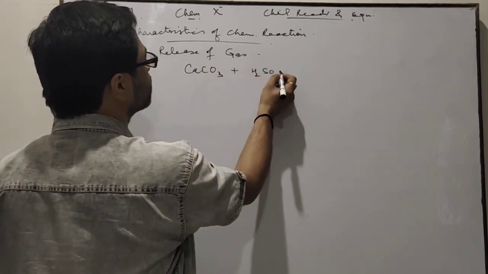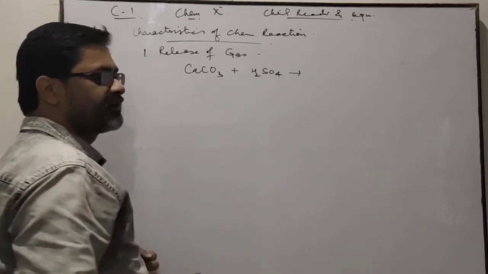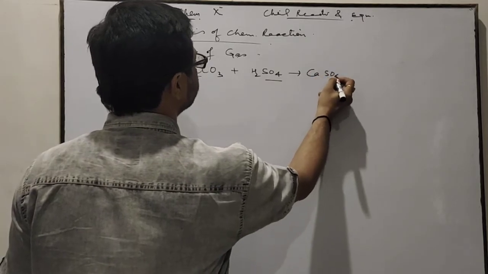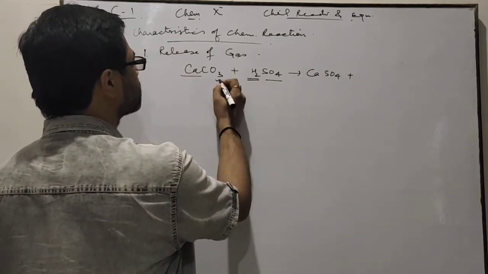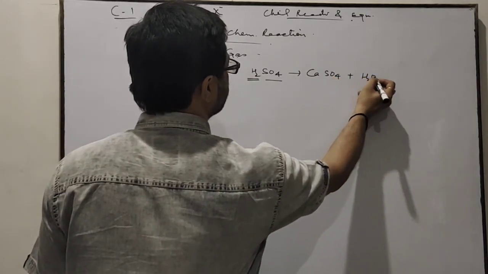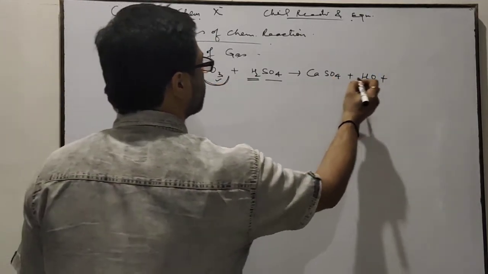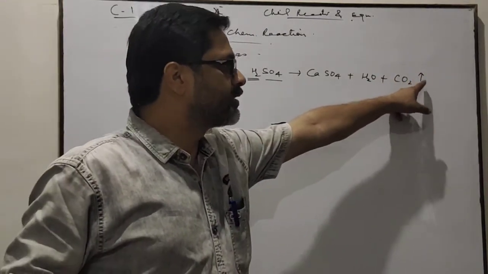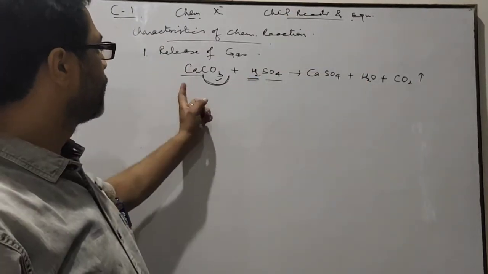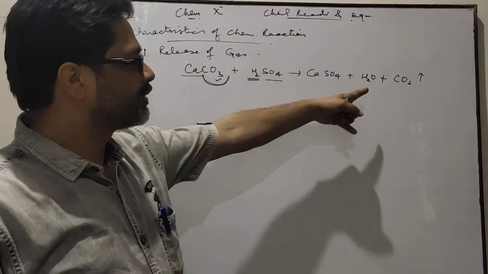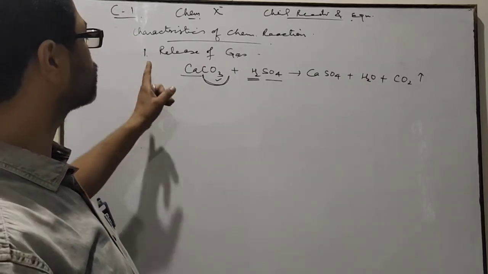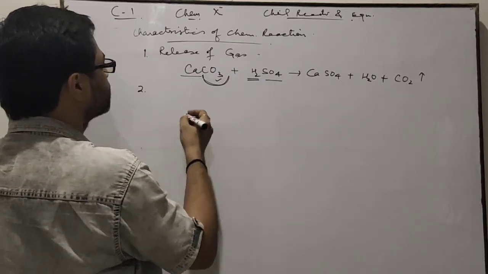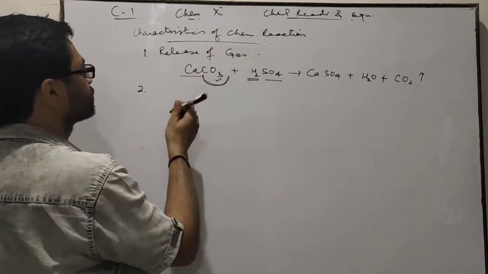When calcium carbonate reacts with sulfuric acid, it gives calcium sulfate, CaSO4, and this hydrogen combines with one atom of oxygen to form H2O, and here from carbonate, carbon dioxide gas is released. This sign is indicated to show the release of gas. Means in this chemical reaction, a gas is released. In most of the chemical reactions, gases are released. Second one is, this is the characteristic of chemical reaction.